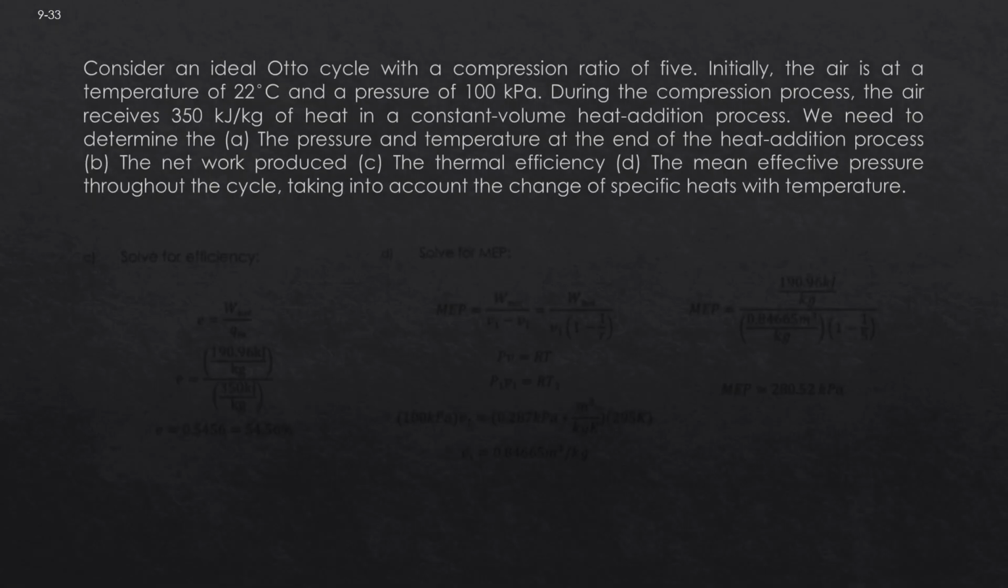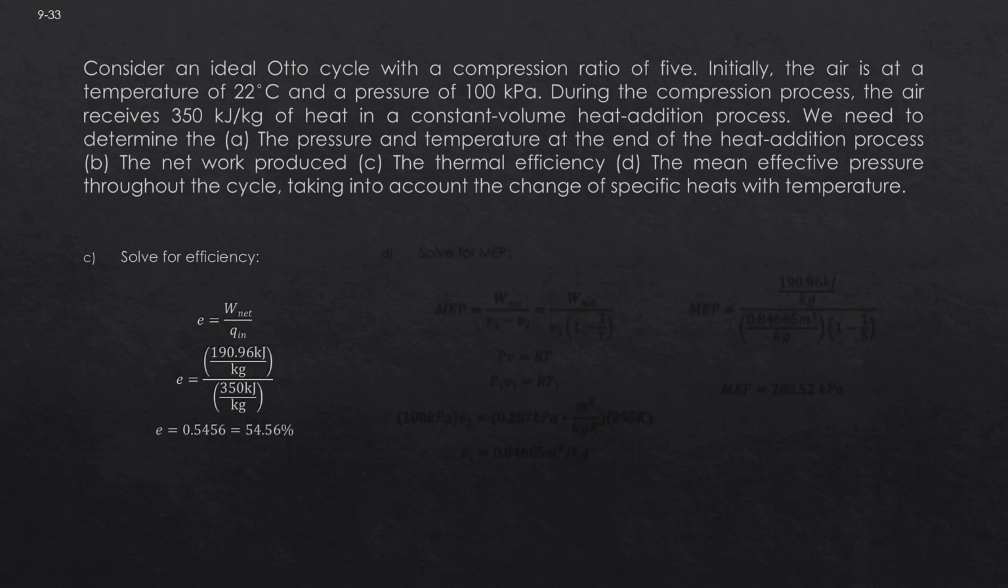Let's proceed to solving the thermal efficiency. For efficiency, we have the equation efficiency equals net work over the heat addition. We already have the values for the net work and the heat addition, so we plug them in: efficiency equals net work 190.96 kilojoules per kilogram over the heat addition, which is 350 kilojoules per kilogram. We get efficiency equals 0.5456, or 54.56%. And this will be our answer in problem C.